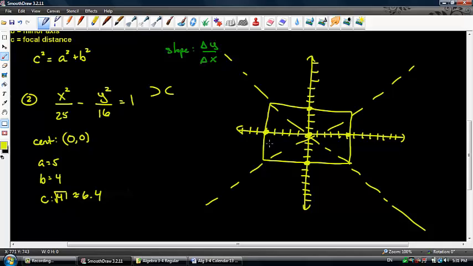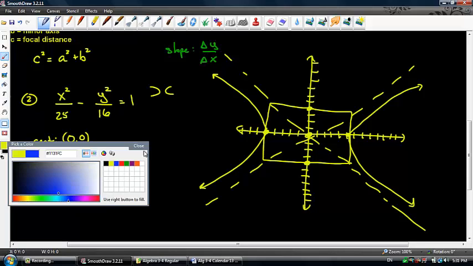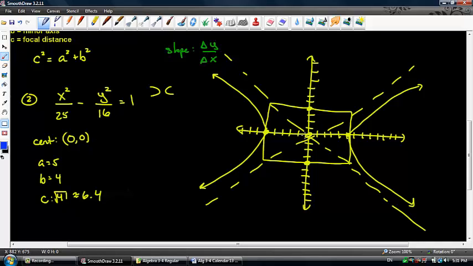And because I am dealing with a side-to-side hyperbola, I'm going to draw my hyperbolas this way. My focal coordinates, or the focal locations, are going to be out 6.4 in each direction, so 1, 2, 3, 4, 5, 6, and a little bit more. Just about a little 6.5, and then 1, 2, 3, 4, 5, 6.5 here.